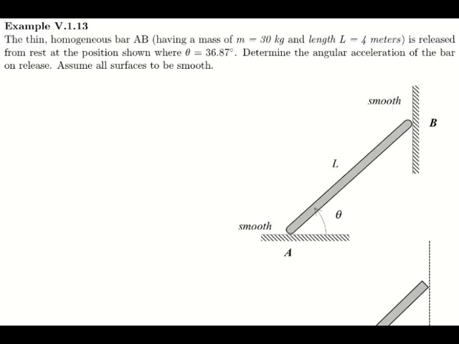Okay, in this problem we have a thin homogeneous bar. End A is able to move along a smooth horizontal surface, and end B is able to move along a smooth vertical surface. It's released from rest when theta is 36.87 degrees. Want to find out what the angular acceleration of the bar is once you let go.